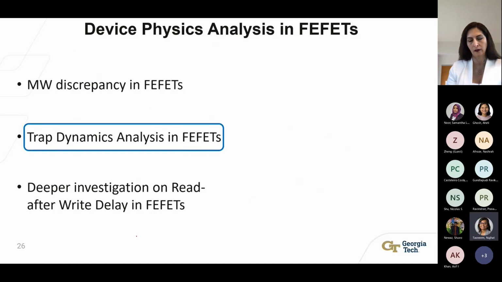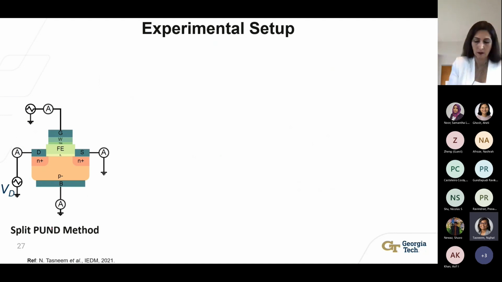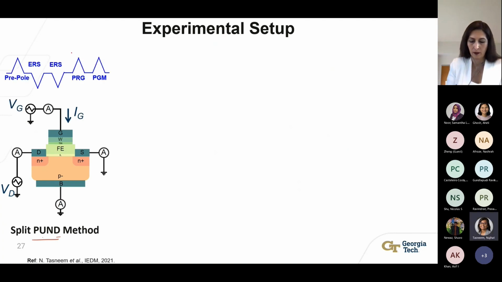So to that end, in the next experiment we focused on analyzing the trap dynamics in FeFETs. In order to do that, we used a technique called split positive up, negative down, or split PUND technique, where we applied a series of triangular write pulses to the gate terminal of the FFET and directly measured the switching current through all four of the terminals separately.